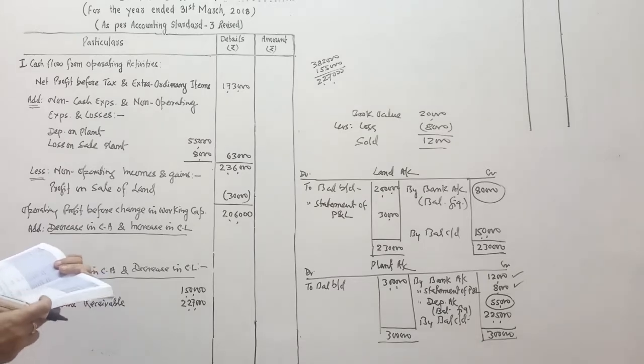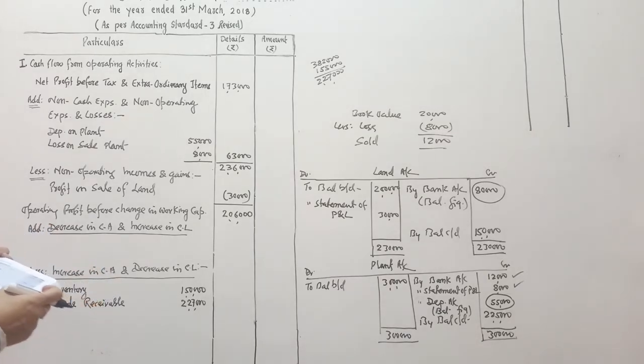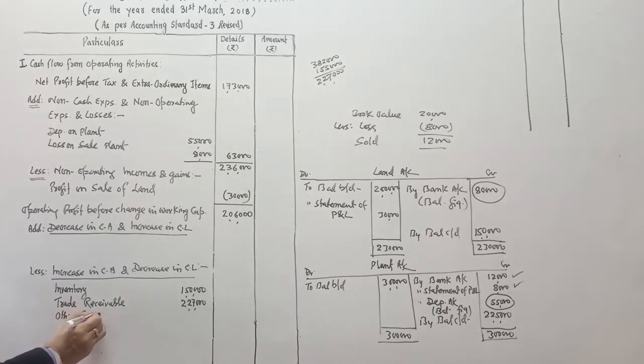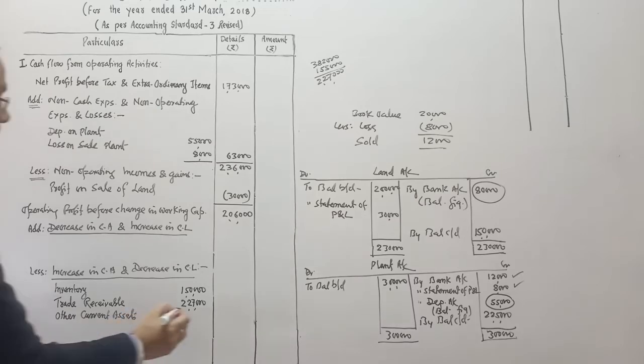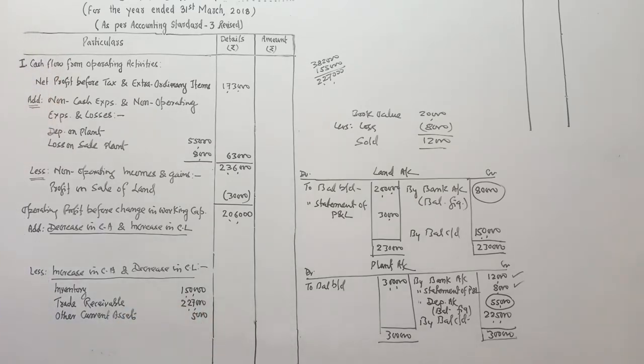Now coming to the other current assets. Last year it was 20 and this year it is 25. So other current assets is also increased by 5,000. Last year it was 20, this year it is 25. So it is increased by 5,000.